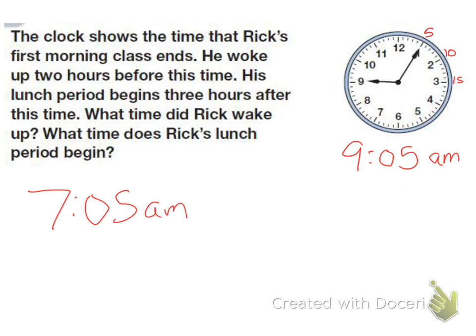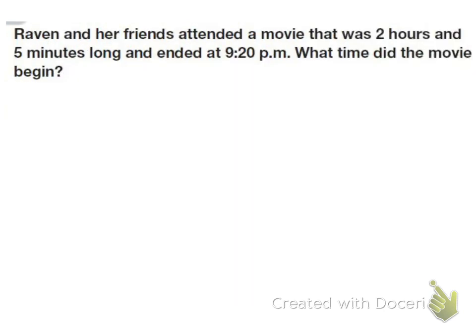Okay. Now, if I want to know the time 3 hours from now, I would count forward 3 hours. So we are starting at 9, we go 10, 11, 12. So his lunchtime is at 12:05. Okay. So elapsed time is the amount of time between starting time and the ending time. For example, if you start your homework at 4:00 p.m. and finish at 5:15, then you spent 1 hour and 15 minutes.